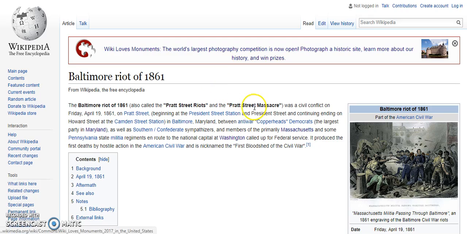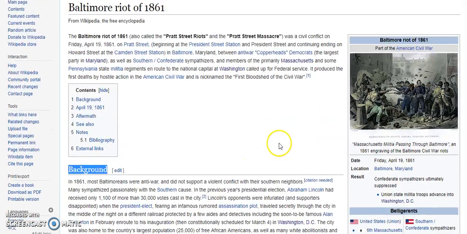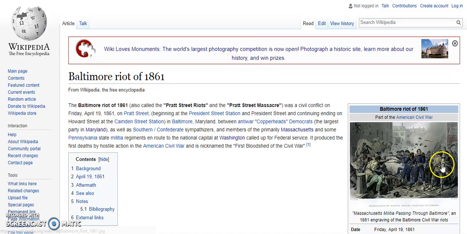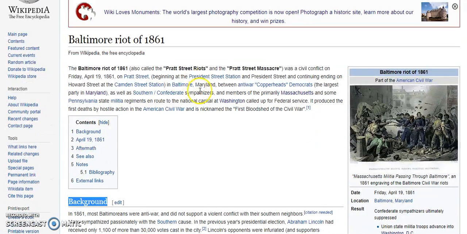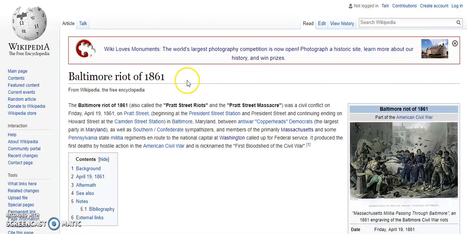Number 2. This one hits close to home. This is our Baltimore riot of 1861. I like to call it the Pratt Street riots. That's what it's really called, the Pratt Street riots. So you have this fight between Union soldiers coming down Pratt Street, and they meet Southern Confederate sympathizers right in McKeldin Square in Baltimore. And it's some of the first bloodshed of the Civil War. And it really goes to show how divided Baltimore is at this time. Really pro-Northern and pro-Southern sympathies clashing right in the middle of the town.